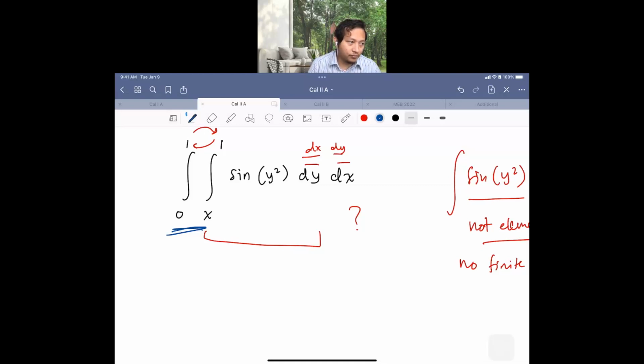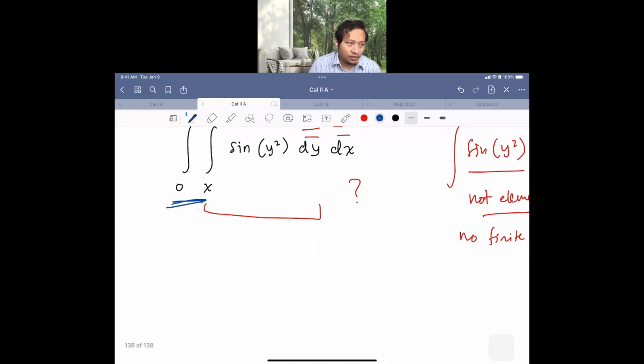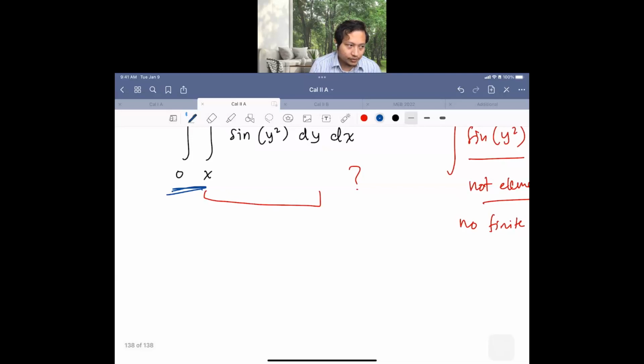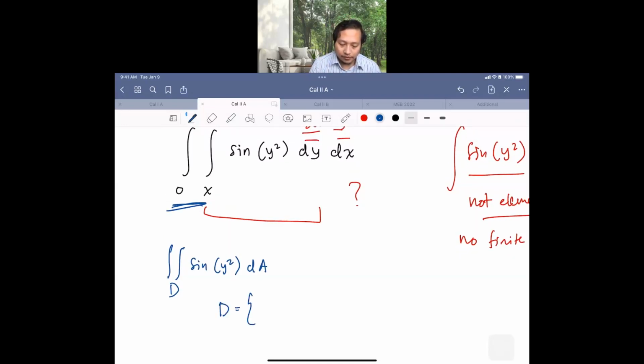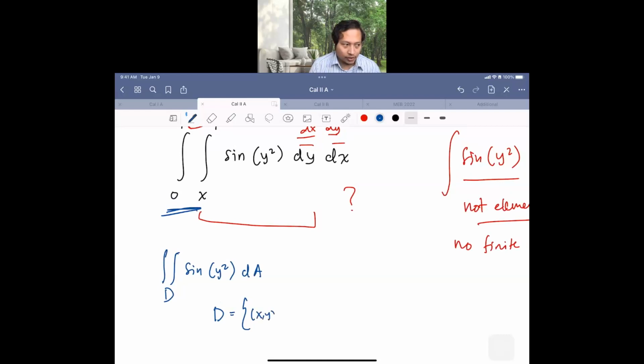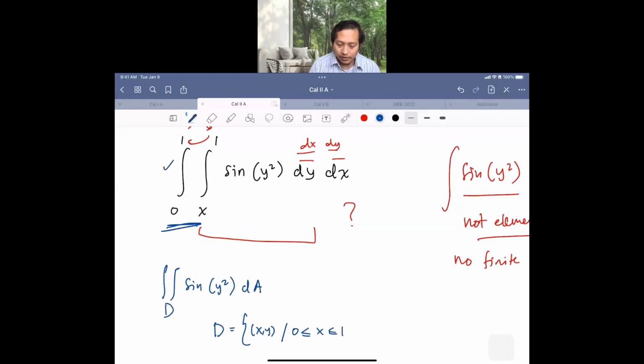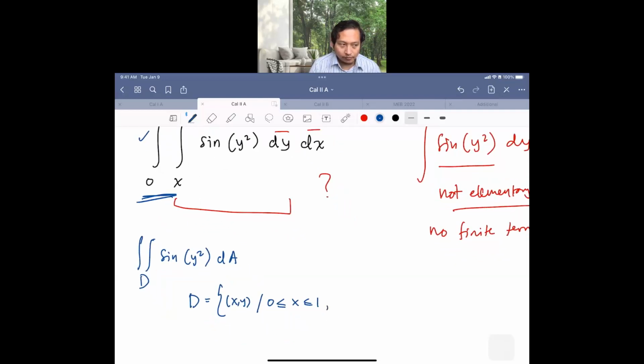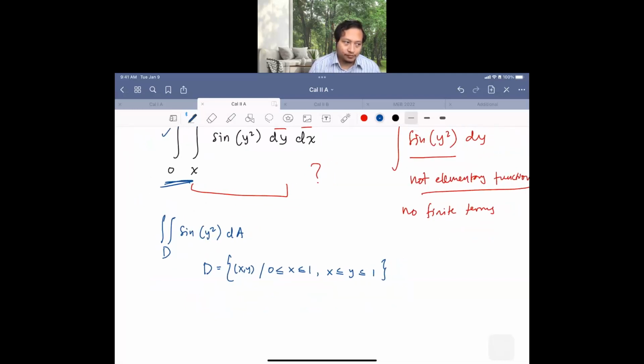So first, let me write it as a more general double integral of sine y squared dA. For each point (x, y), x will be from 0 to 1, looking at these integrations, and y will be from x to 1.